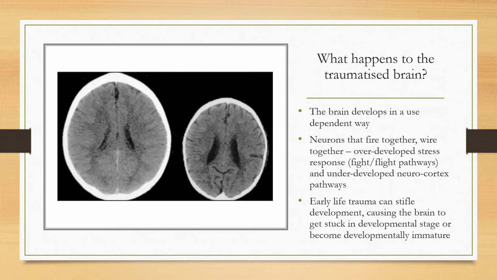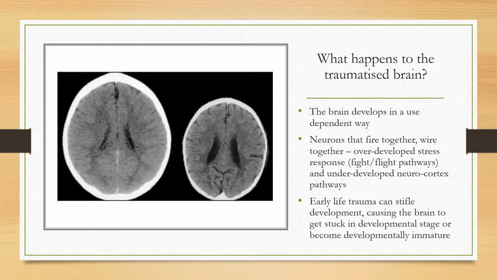If we have an overdeveloped stress response, the fight and flight pathways, that part of the brain develops very strongly and is more likely to be activated whenever a threat is detected. So that becomes the dominant pathway for the brain, and we get an underdeveloped neocortex pathway. If we are detecting a lot of threat in our environment, we're not allowing connections to be built with our cortex, which is our smart brain. Therefore, it does not develop at the same rate. I hope that makes sense. So this is an example of how early life trauma can stifle development, and it can cause the brain to get stuck in a developmental stage.